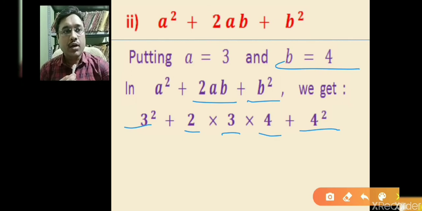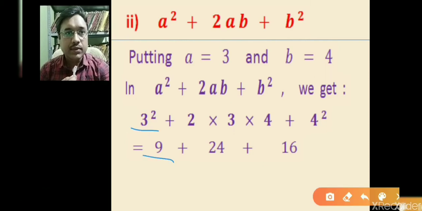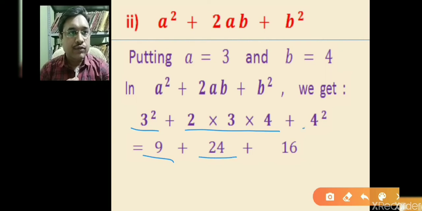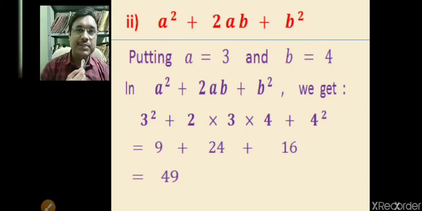Okay, now therefore here we will write that 3 square is 9, 2 into 3 into 4 is 24, and 4 square is 16. Now we will add the values: 9 plus 24 plus 16, so this will be 49. So the value of this expression is 49. Okay, so this way you can find the value of the expressions.